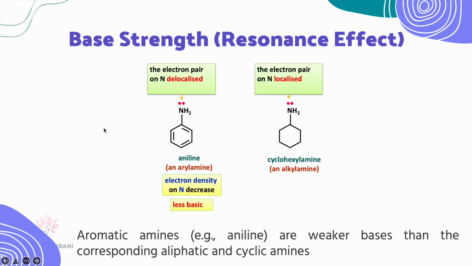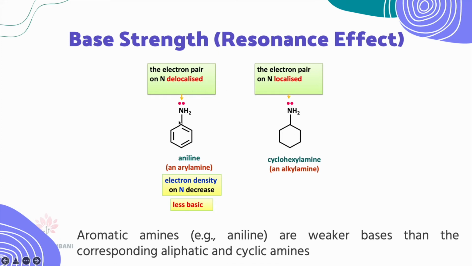Next factor is resonance effect. Resonance effect is the delocalization of electron in the ring. So, if you compare aniline, the benzene ring with NH2, and the cyclic, not the benzene ring, this is cyclic alkyl amine.